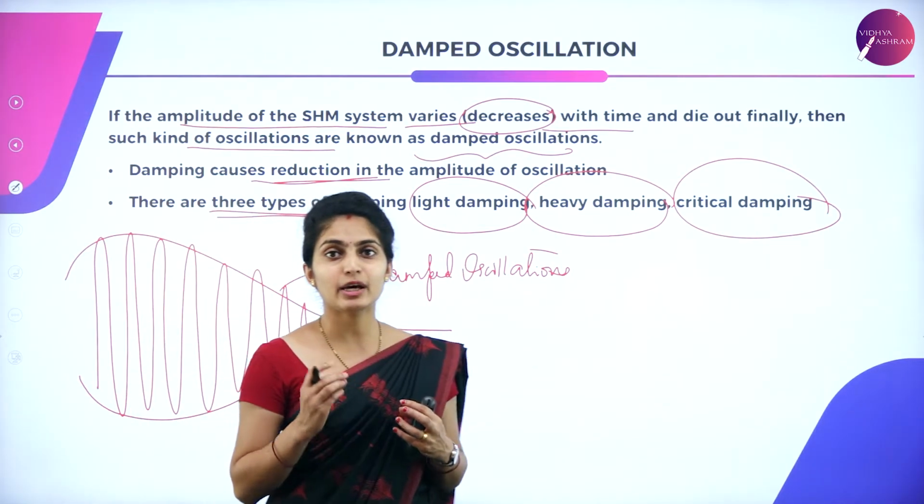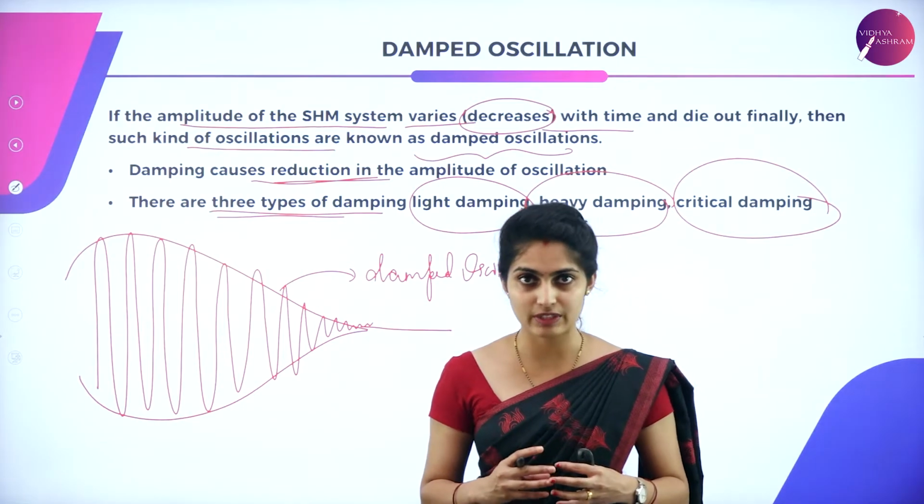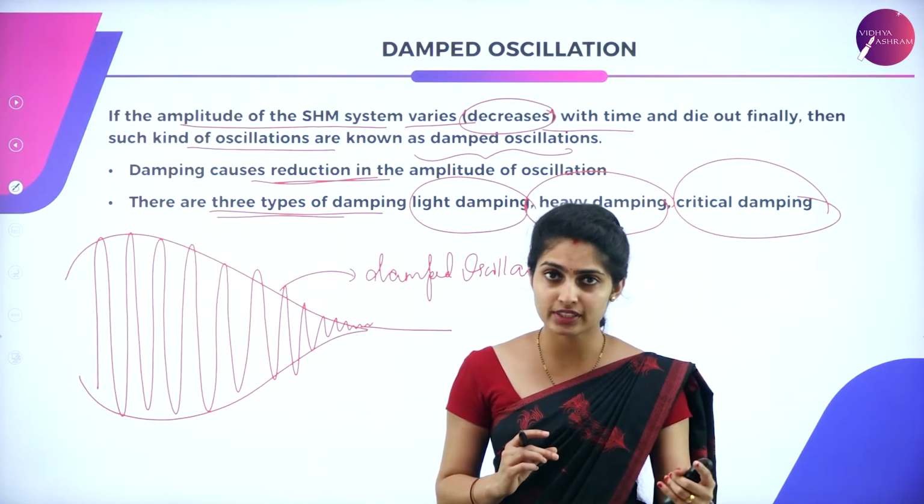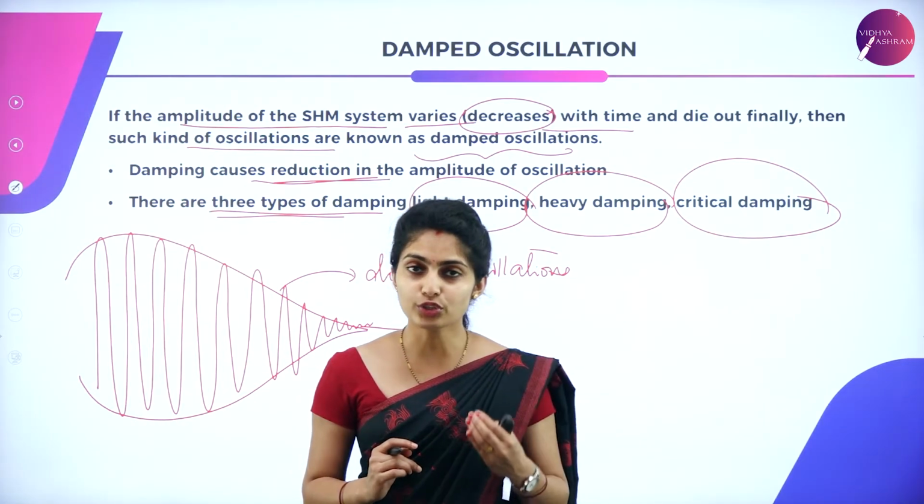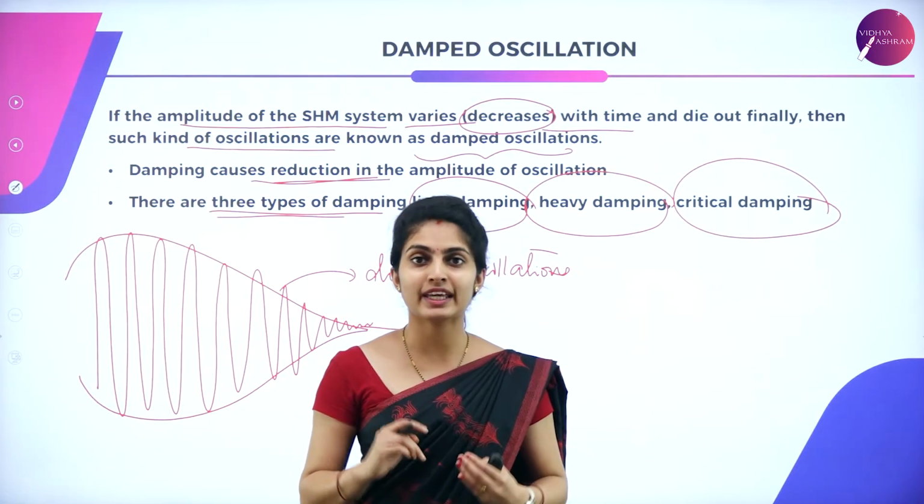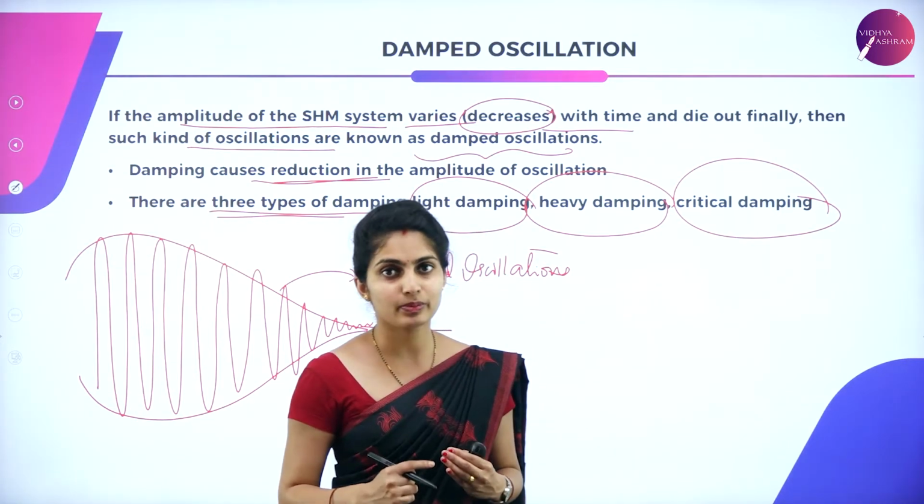Heavy damping means there is no oscillatory motion for the object which is given motion, but once the motion is given, it comes back to its equilibrium position. But in order to come back to its equilibrium position, like the light damping, it takes time to come back to its original position.